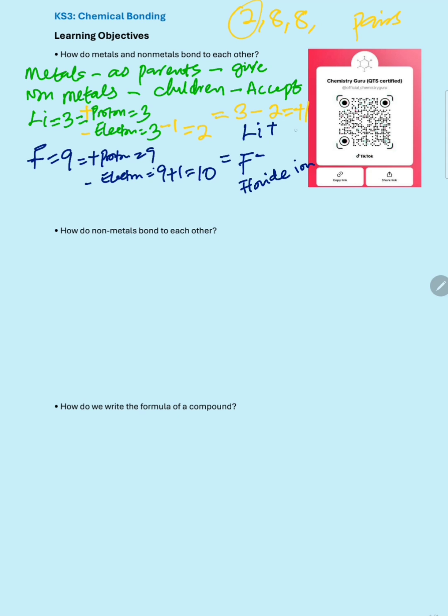And then we have the lithium ion. So the moment there is a charge, it is no more an element, it is now called an ion. So when they bond together, they form what we call an ionic bond or electrovalent bond.